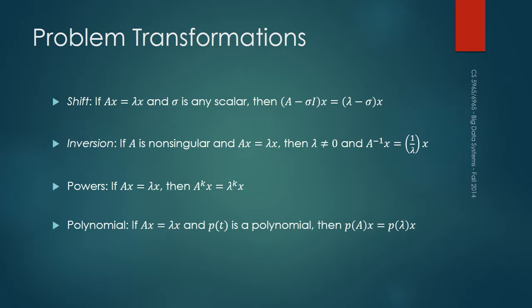The first is the shift, which is that if you have an eigenvalue problem of the sort Ax equals lambda x, and sigma is some scalar value, then (A minus sigma I)x is equal to (lambda minus sigma)x, which means that a shift of sigma in the original matrix gives you a shift in the eigenvalues of the resulting system. Is this clear? What it means? So if you, yes?